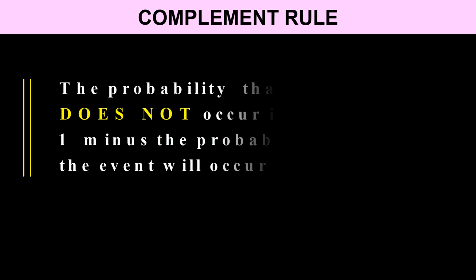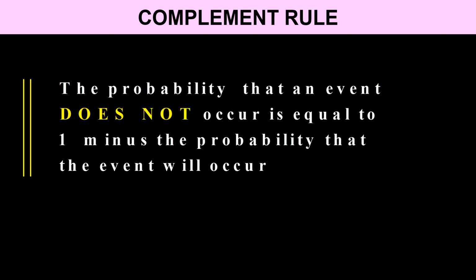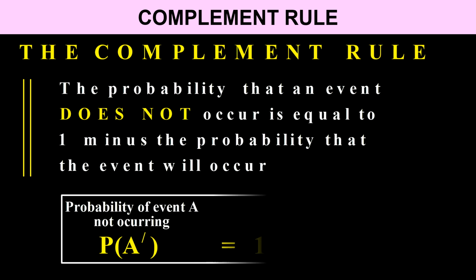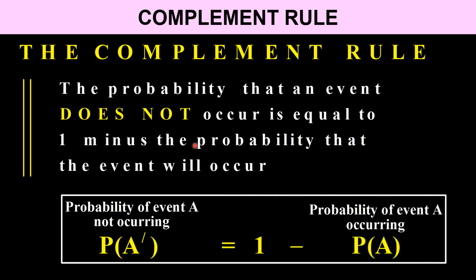Now let's consider another rule here, the complement rule. The probability that an event does not occur: if you want to find the probability of an event that does not occur, it will be equal to 1 minus the probability that the event will occur. So we can express this as the probability of A prime, or you can even say probability of A's complement. There are different ways to write it. Sometimes you can even put probability of A bar, but generally we say probability of A prime.